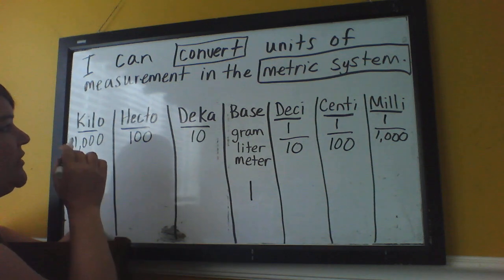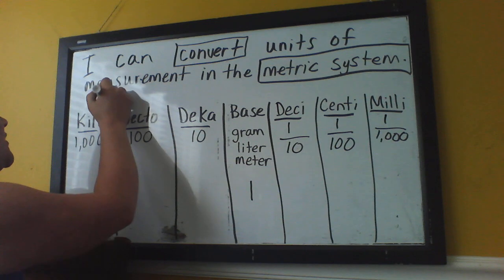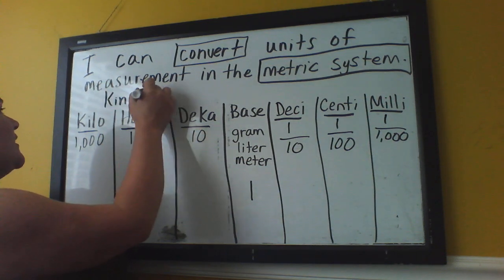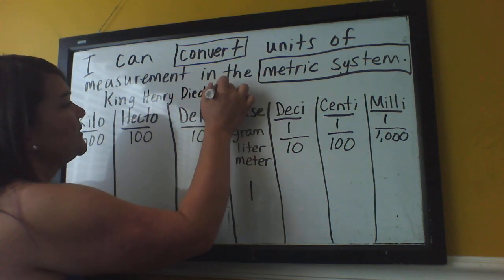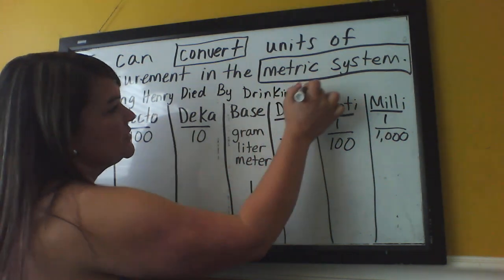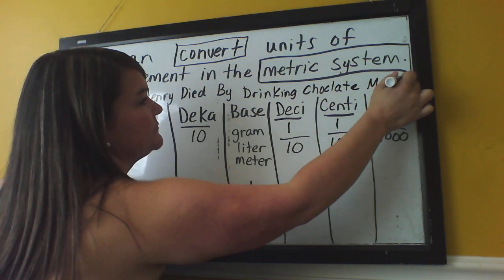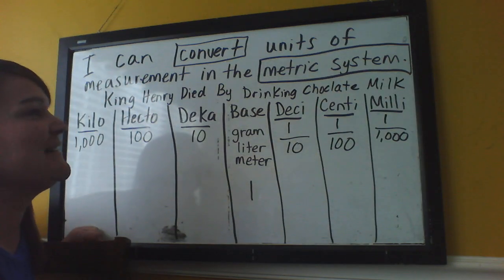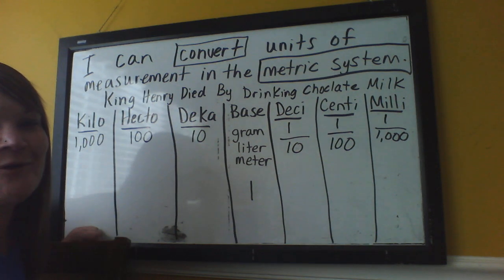So, you have to memorize this chart, and so it's going to be kind of silly, but the way to help you remember the order of these is by remembering the phrase King Henry died by drinking chocolate milk. And you may say, what? King Henry died by drinking chocolate milk? That's silly. He didn't really die that way. This is just an easy way to help you remember the order.